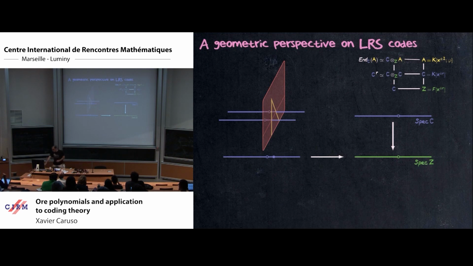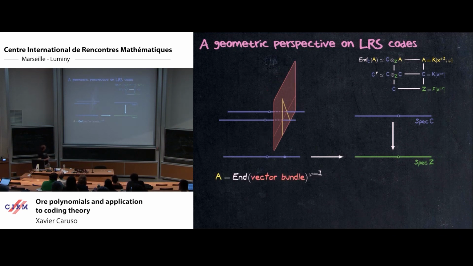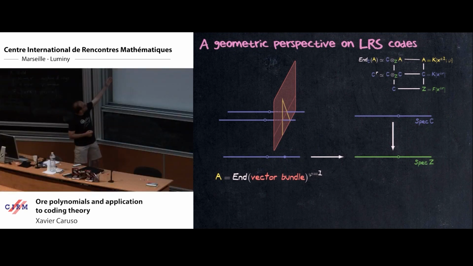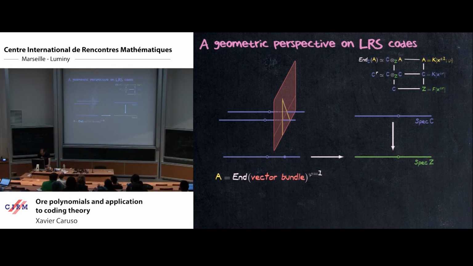And in fact, you can just let phi act on the endomorphism of this vector bundle, and so A can be recovered as the endomorphism of this vector bundle stable by phi. So I don't know how to draw spec A because A is non-commutative, and I don't really know how to draw the spectrum of a non-commutative algebra, so I just don't do it, but doing the endomorphism of the vector bundle.